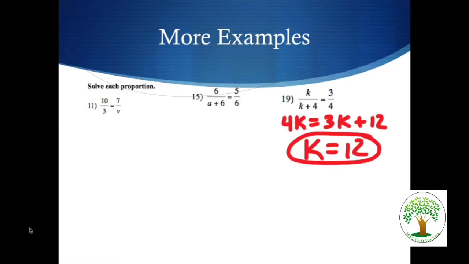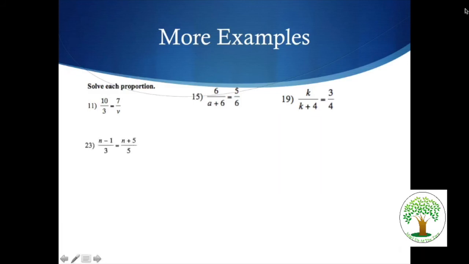Wait, so the answer's k equals 12? Yeah. Got it? All right. Questions? We're going to jump now. What happens when you don't get a fraction? Is that fine? Yes, that's fine. Just like we had over here, k equals 12 was not a fraction. So okay.